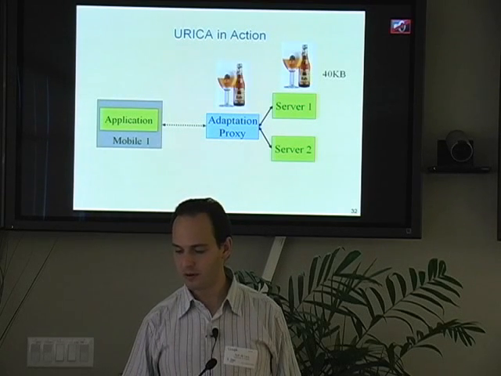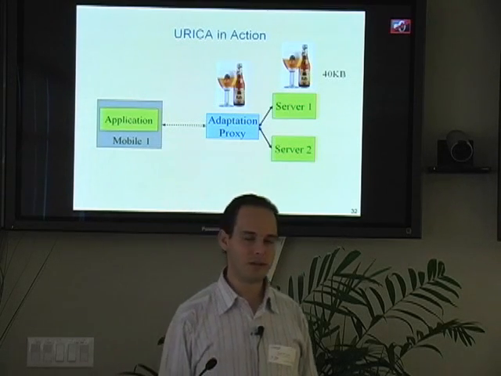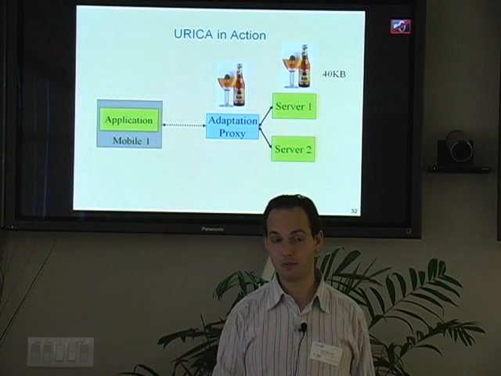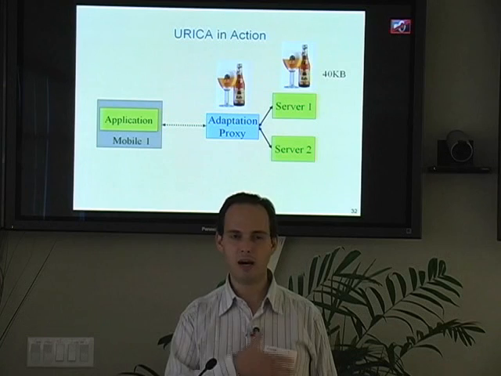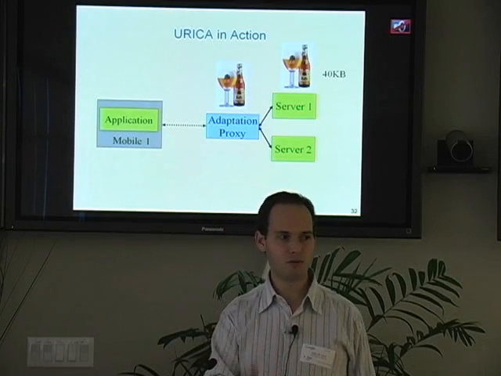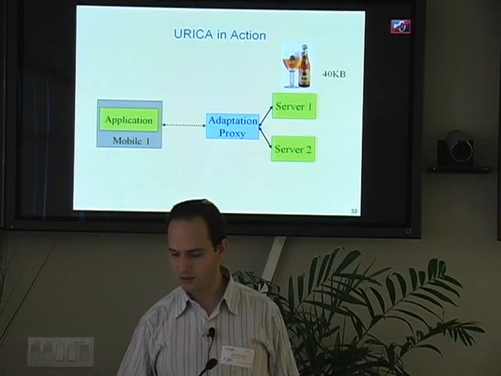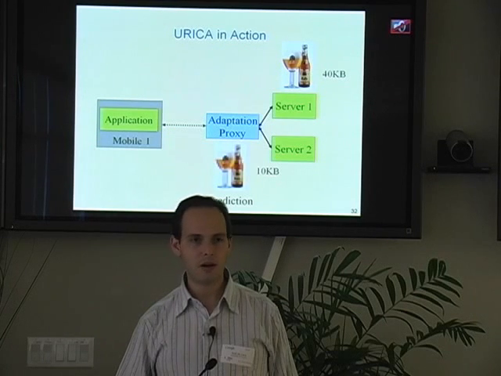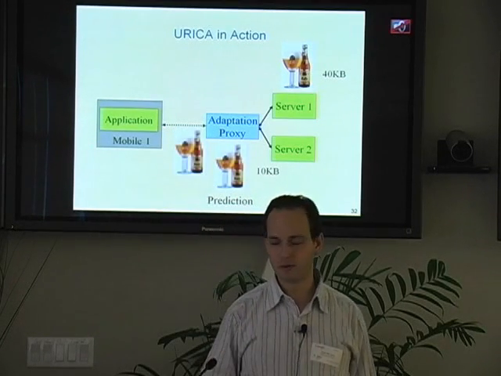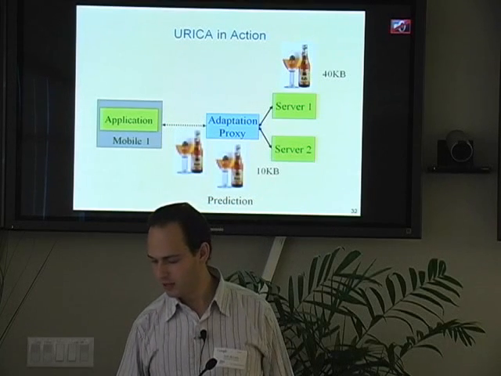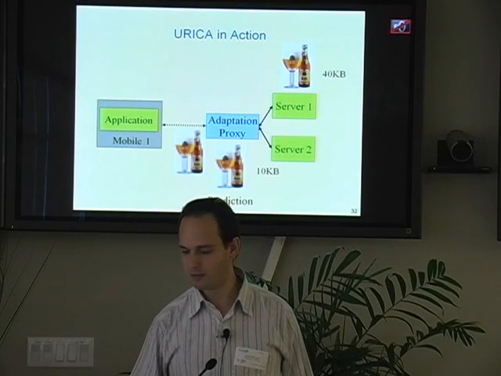The transcoding proxy gets the image, and this is the first time it has ever served the image. We don't have any history for it. So it applies a predefined adaptation rule that transcodes the image into a lower fidelity representation, which in this case is about 1/4 the size, and serves the user that low fidelity representation.